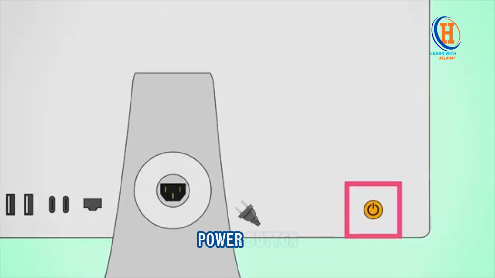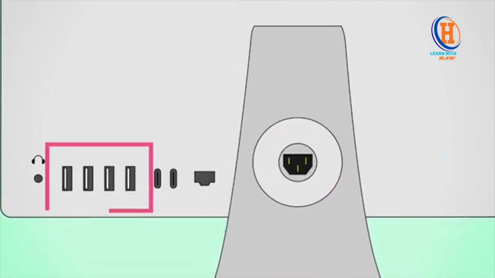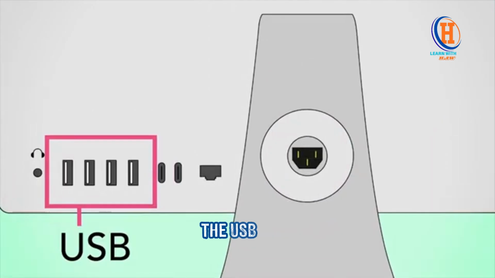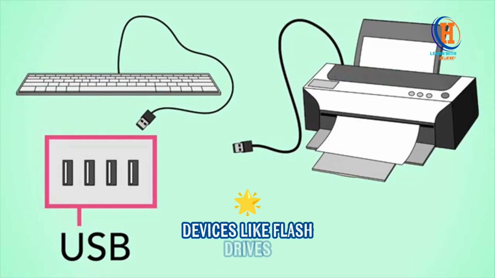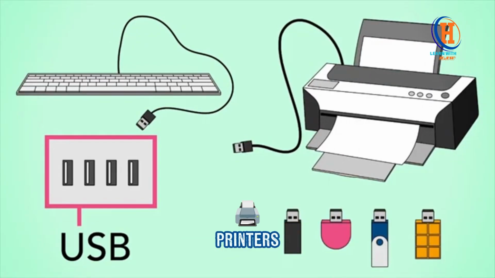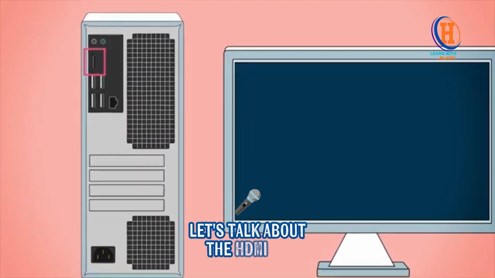We also have the power button. The power button turns the computer on or off. We also have USB ports. The USB port is used to connect devices. Devices like flash drives, printers, keyboards, even the mouse. Let's talk about the HDMI or display port.